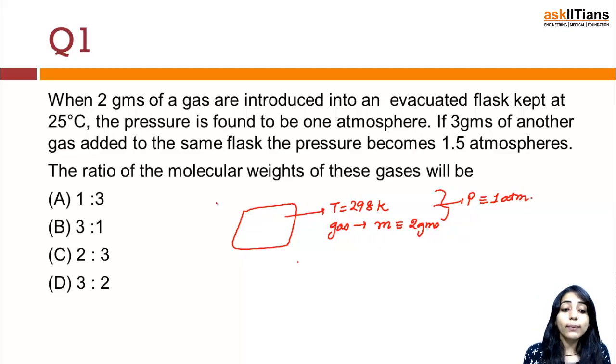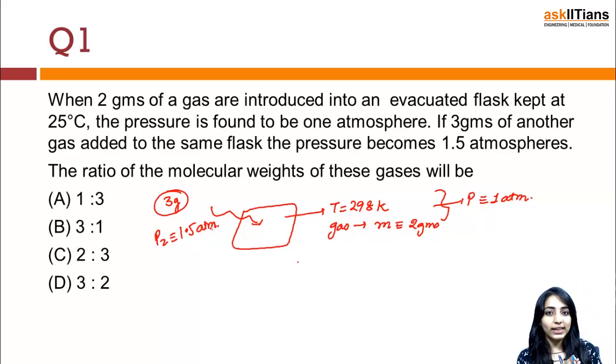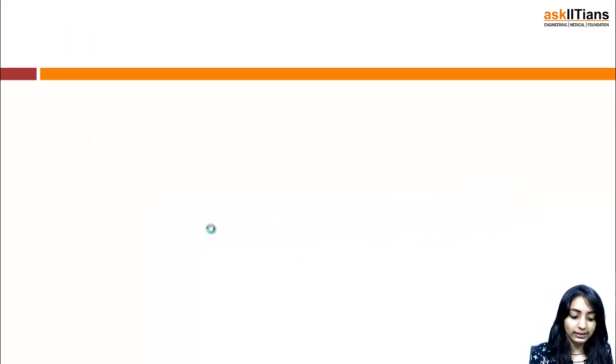Now if 3 grams of another gas is added to the same flask, the final pressure becomes 1.5 atm. We have to find the ratio of the molecular weights of these 2 gases. So we have a gas 1 and a gas 2, and we need to tell the ratio of the molecular weights of these 2 gases.